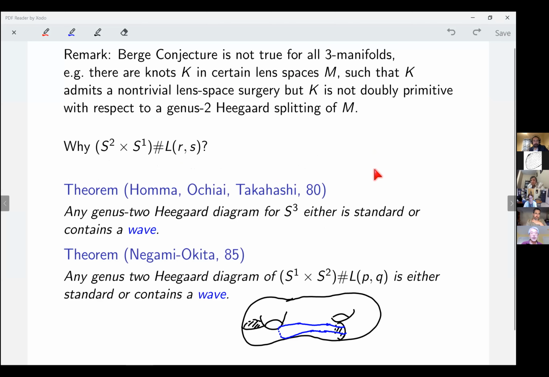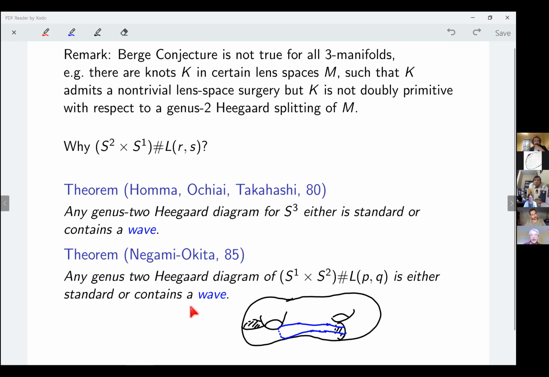The reason we require this manifold to be the connected sum of S2 cross S1 and lens spaces is a couple of theorems in the 80s. The first theorem is by Homma, Ochiai, and Takahashi. They proved that if you take a genus 2 Heegaard diagram of S3, then this diagram is either standard or it contains a wave. And Negami and Okita generalized this theorem to connected sums of S2 cross S1 and lens spaces.